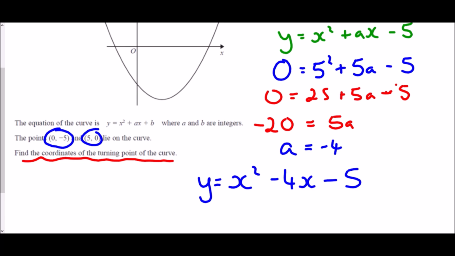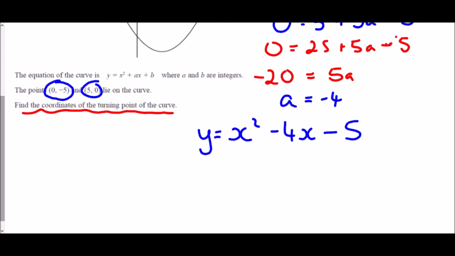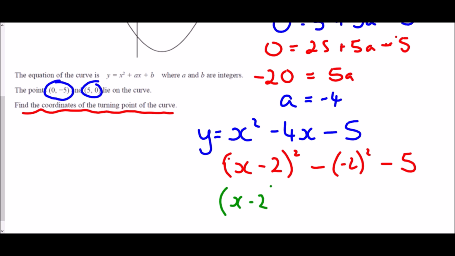Now that is enough to get us the turning point, because what we're going to have to do, if we're finding the turning point of a curve, we need to complete the square. And so this x squared take away 4x is going to become x take away 2 squared. I'm going to subtract my negative 2 squared. Let's remove that from the situation and then bring in the negative 5. So that is x take away 2 squared. Negative 2 squared is 4, so that's take away 4, take away 5, well that is negative 9.